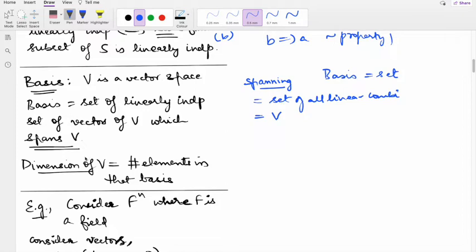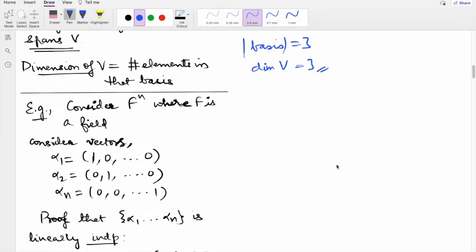Now, what is the dimension of V? The dimension of V is the number of elements in that basis. So let's say the basis contains, for example, 3 elements. Then we say that dim V, the dimensionality of V, is 3. That's the notation for dimensionality. So we'll look at some simple examples first.